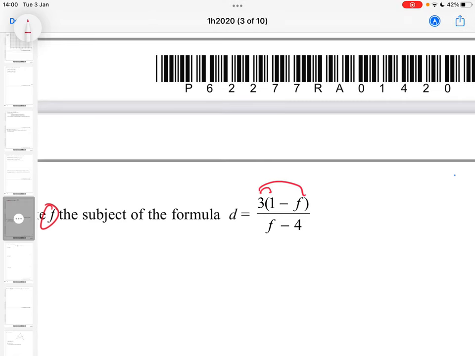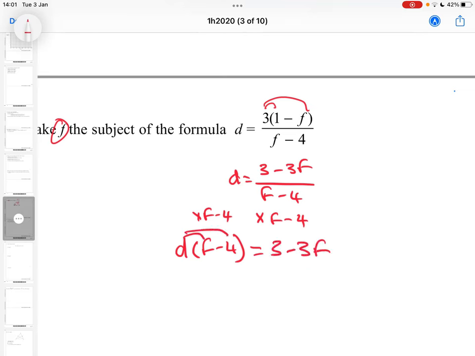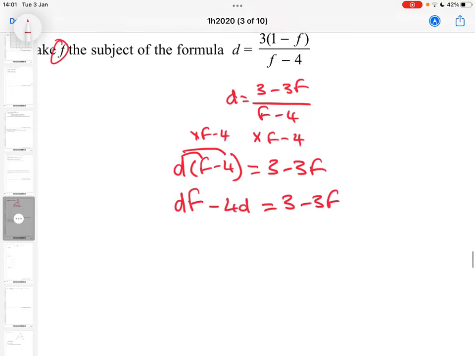If I expand this bracket, I'm going to be left with D equals 3 minus 3F, all over F minus 4. Now I want to get rid of that fraction, so I'm going to times both sides by F minus 4. I'll put this in a bracket, just so you remember you have to multiply D by both the F and the 4. You'll be left with DF minus 4D, and that is going to equal 3 minus 3F.